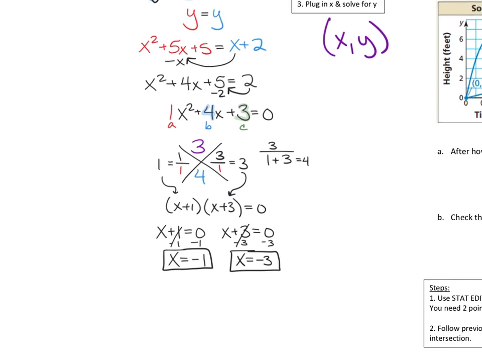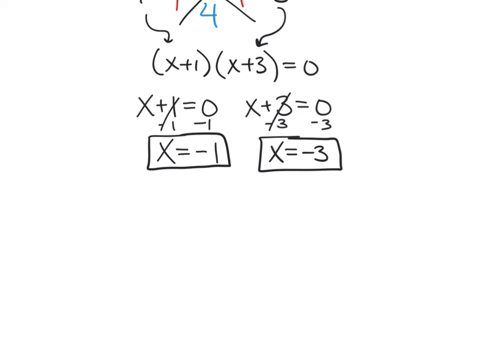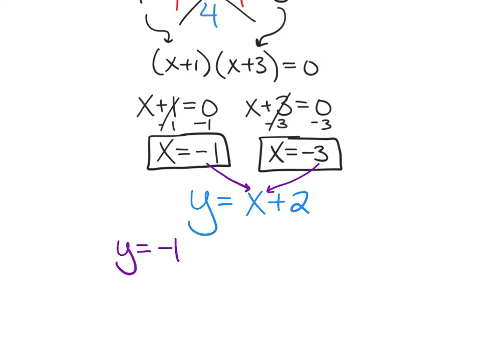But this part's really easy. What I'm going to do is take the blue equation from the top of my paper that just said x plus 2, and I'm going to plug both of those x values into that equation. I'm going to plug these numbers in right here. So I have one of them that says y is equal to negative 1 plus 2. What's negative 1 plus 2?